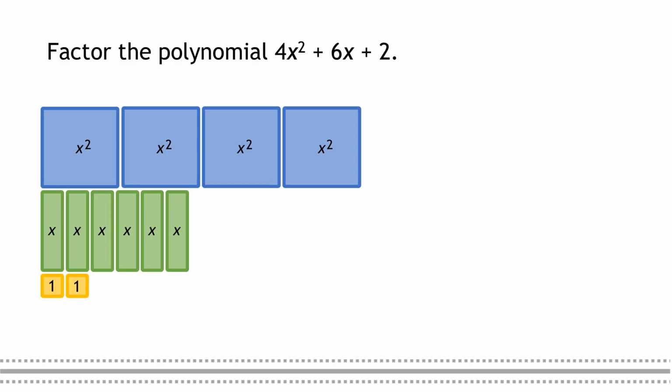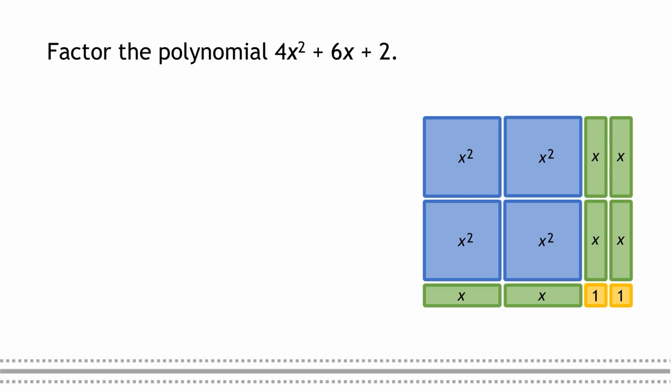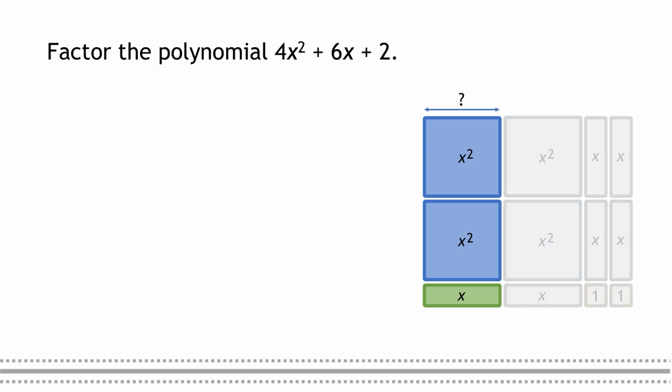If we arrange these tiles in a rectangle like this, then we can determine the factors of this expression by looking at the length and the width of the rectangle, just like we did with the array. Instead of an array, we call this an area model. To find the length and width, let's look at each column one at a time and each row one at a time. Let's start by finding the length. How long is this first column?